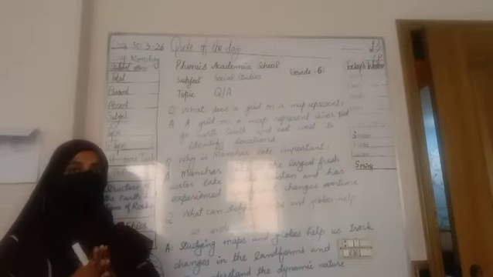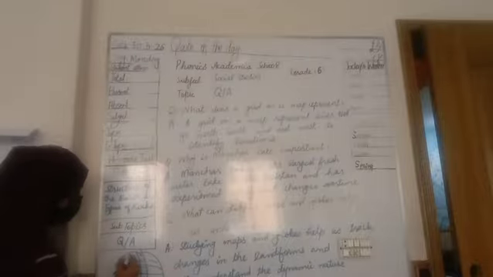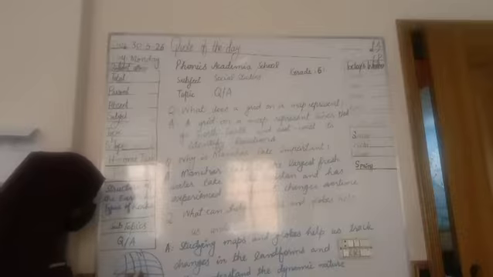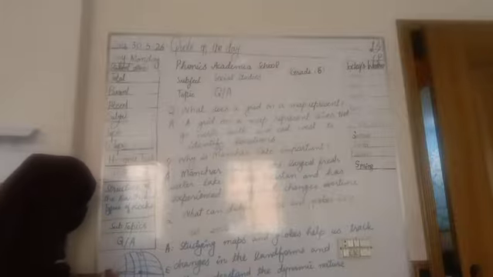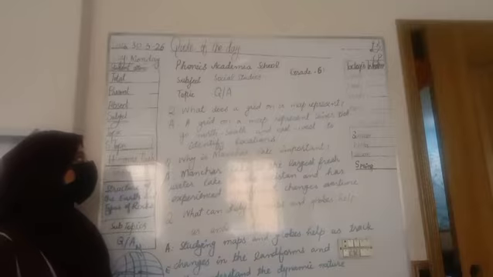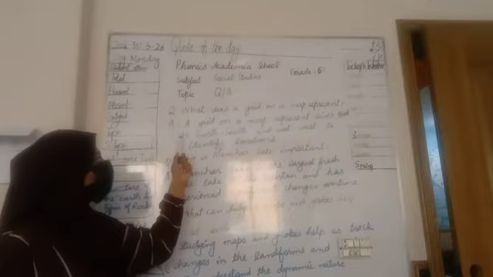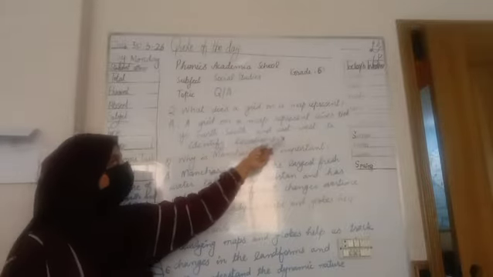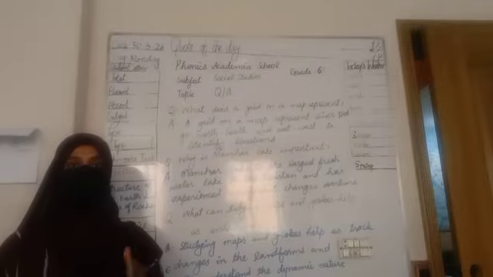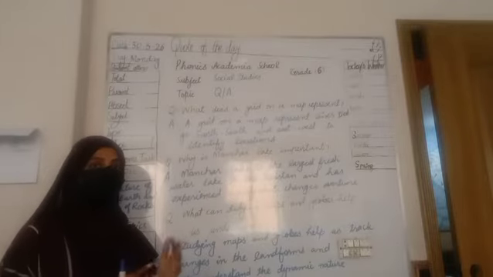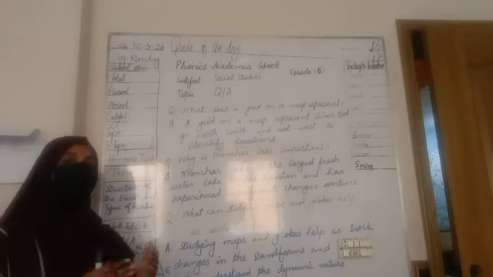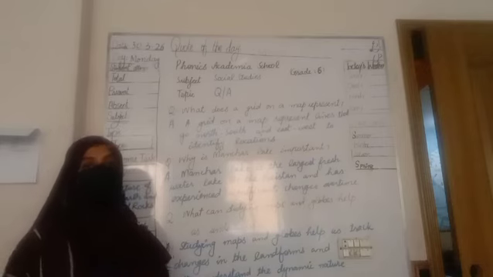The grid is actually the pattern that represents whether the location is towards east, west, north or south. So a grid on a map represents lines that go north-south and east-west to identify locations. When we have to identify a location, the grid will tell us whether we should go towards north, south, east or west to find that specific location that we want.